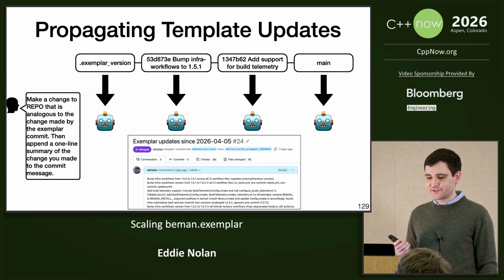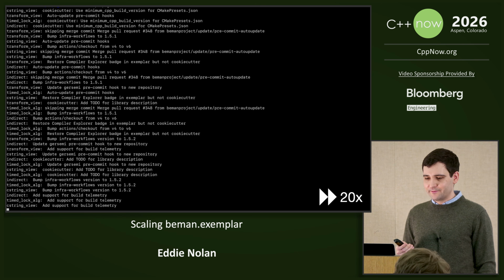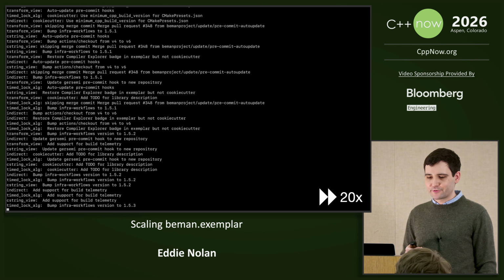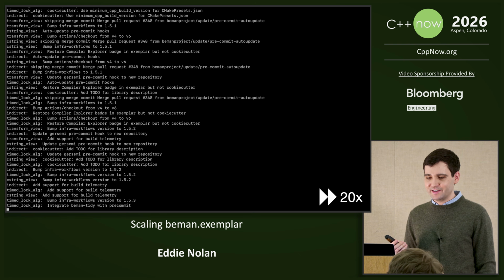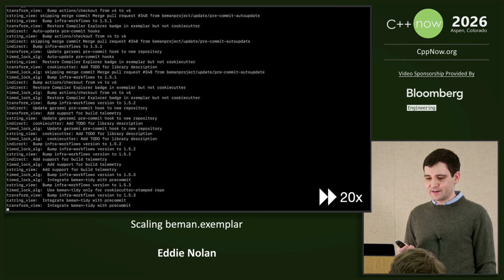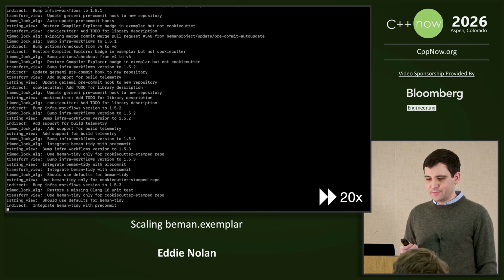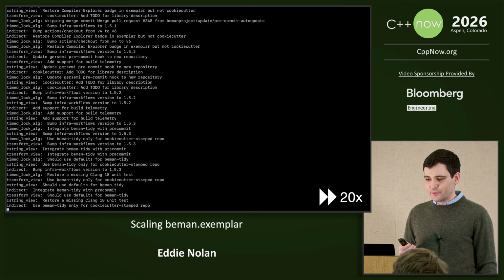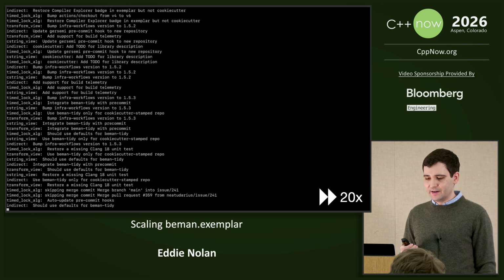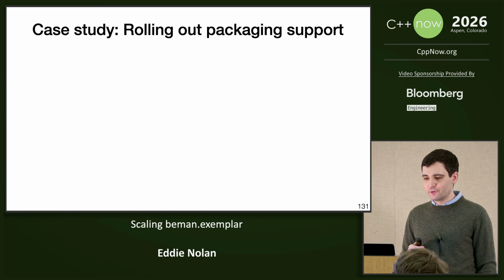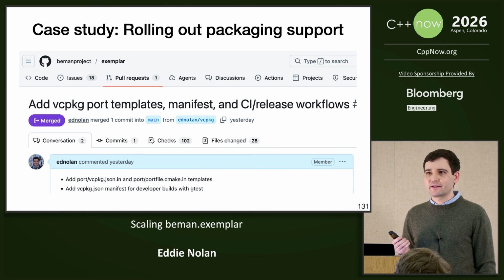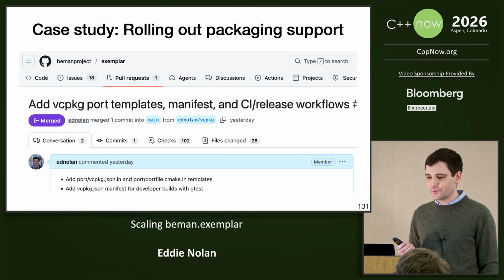And then they create a squashed commit that contains all of the updates to exemplar. This is a video, sped up, of my script launching all of these AI agents. One of the things it's doing here is setting up build telemetry. But we actually also used this mechanism successfully to roll out support for packaging. So we had a commit for exemplar that added this VC package packaging support.